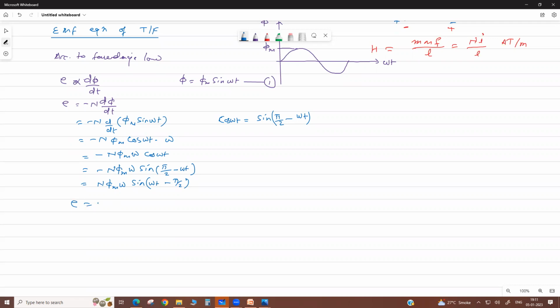This induced EMF is maximum when omega t minus pi by 2 is 90 degrees, then cos 90 is 1. Okay, so we can write this E maximum. What is the E maximum value? N phi m omega. Correct?